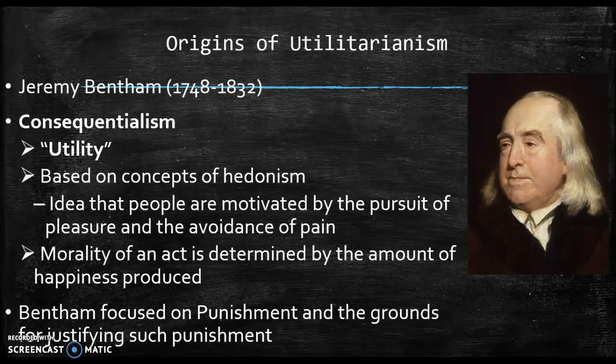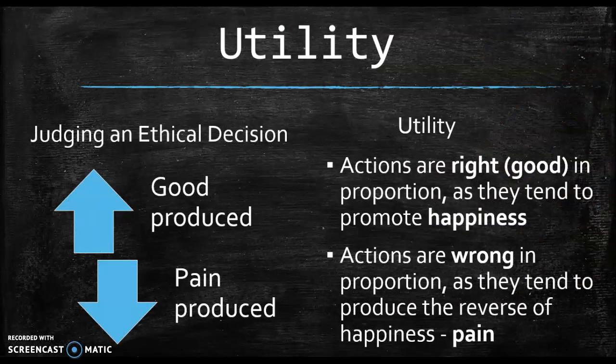He focused on punishment and the grounds for justifying such punishments in many ways, and that's where it's going to relate to criminal justice, but also this idea of how we make decisions. Again, the more good it produces, the better. The less, the worse. So then it's wrong, right? Actions are right in proportion as they tend to promote happiness, wrong in proportion as they tend to produce the reverse of happiness, which would be pain. So that's how we're going to judge things.